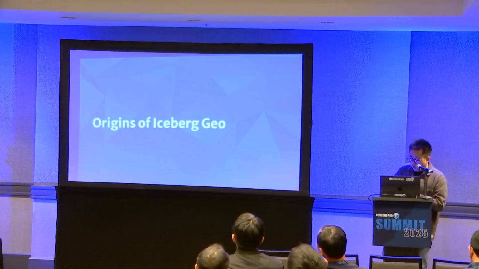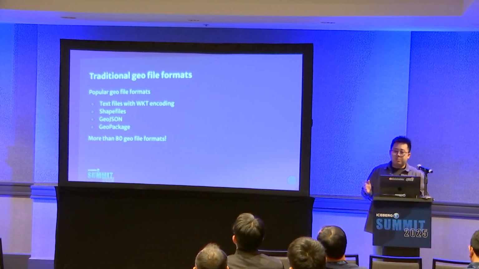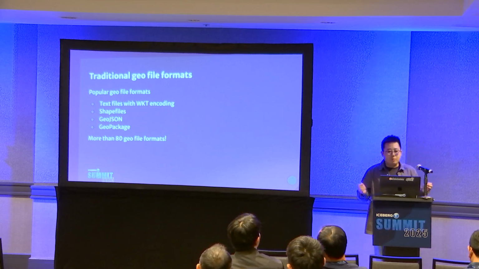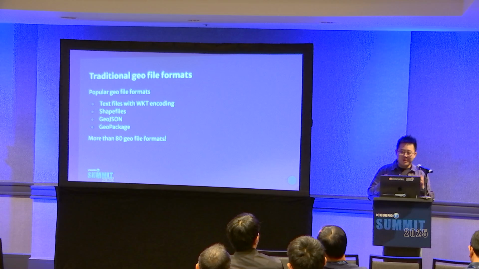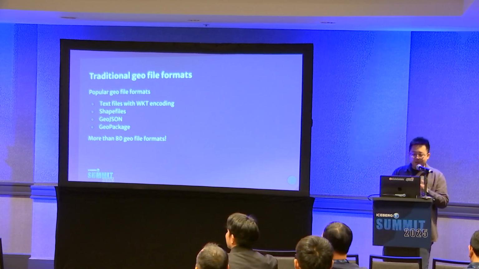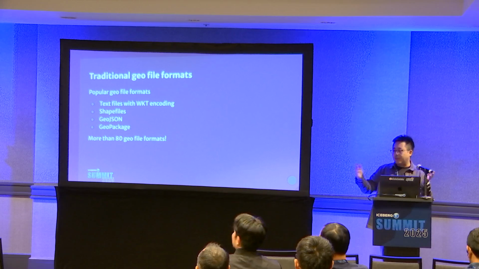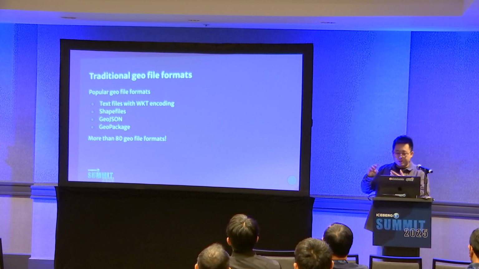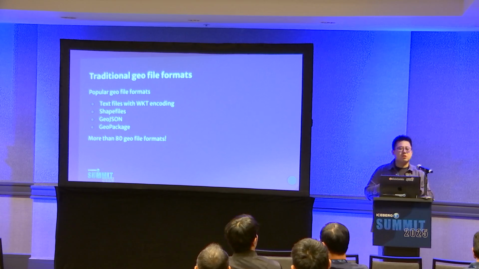Cool. Let's start with the origins. What did we use before the Iceberg Geo Data Type, or even Parquet? In the geo community, we are really good at reinventing the wheel. We have all sorts of different geospatial data types: text files with WKT encoding, where WKT means well-known text, and also WKB encoding, shapefiles, GeoJSON, and GeoPackage. There are so many of them.